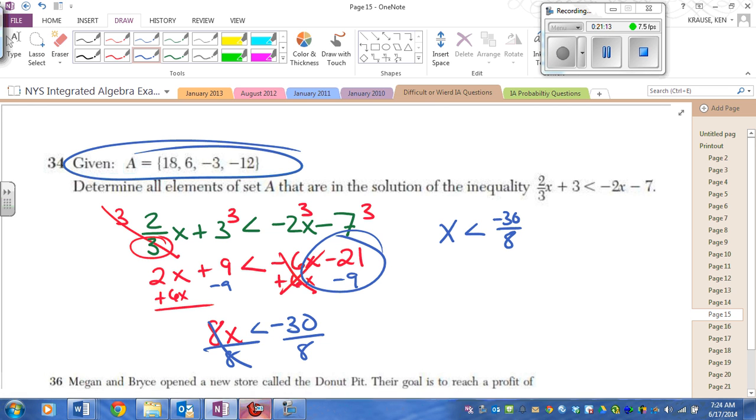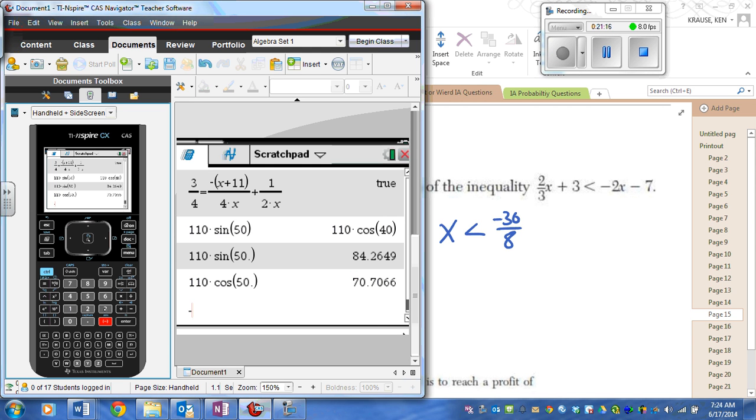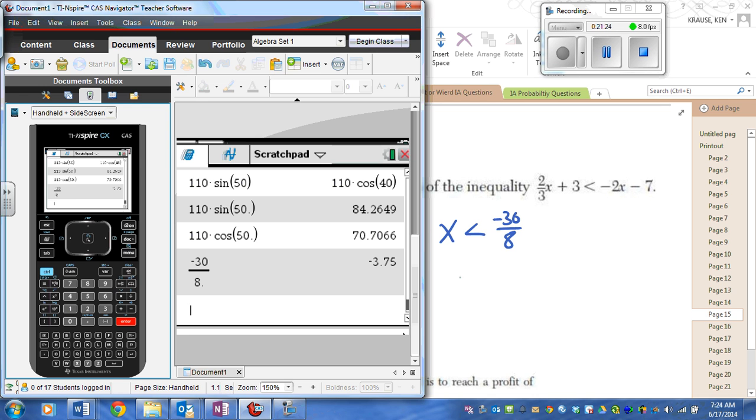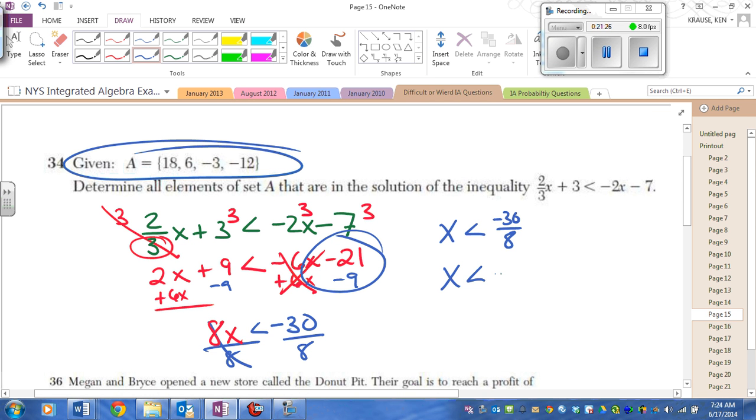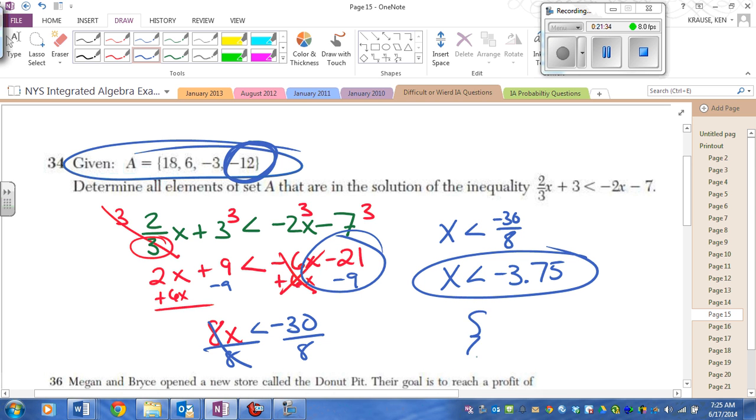So if I type that in my calculator, negative 30 divided by 8 decimal point, I get negative 3.75, right? Yep. So x is less than negative 3.75. Well, there's only one number in this set that is less than negative 3.75. So my answer is negative 12. Notice I put it in curly brackets too.